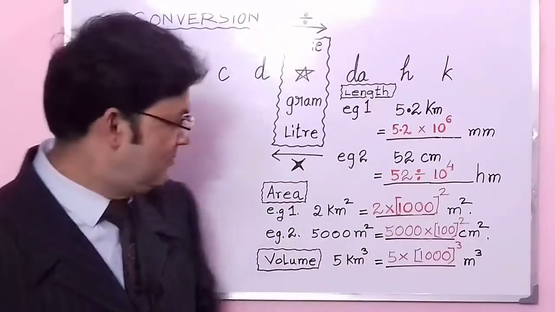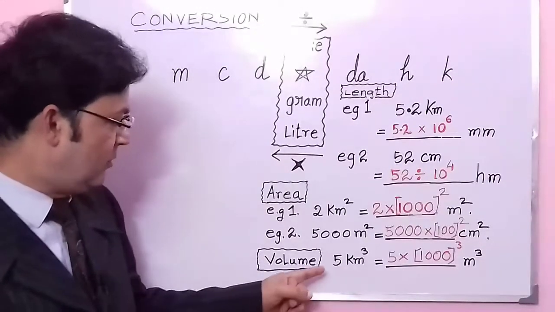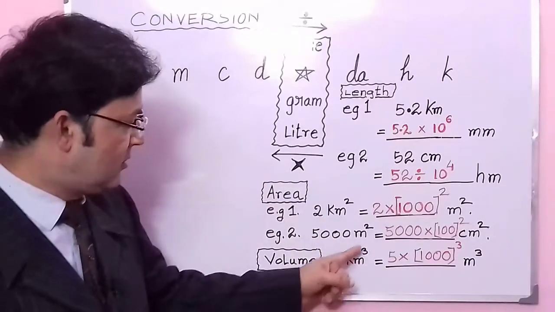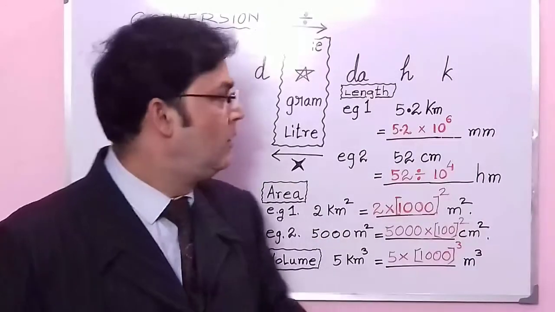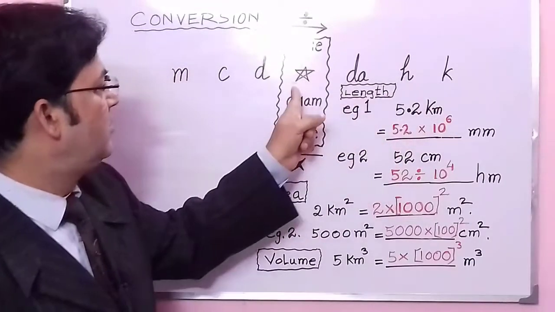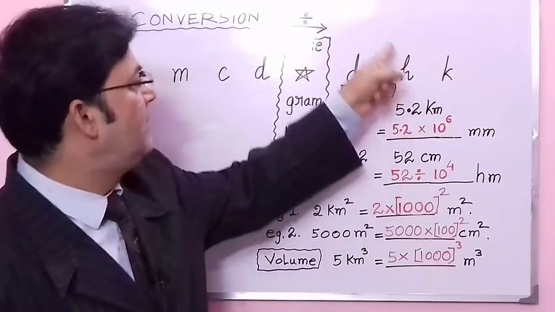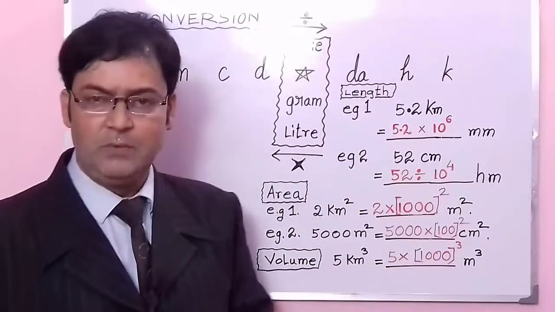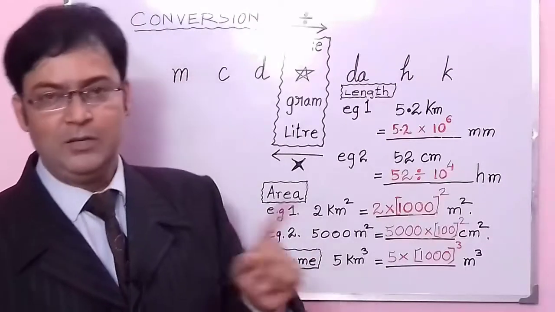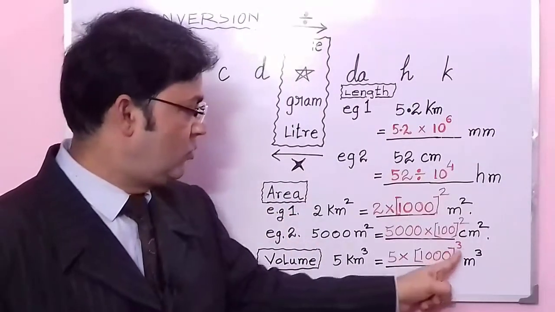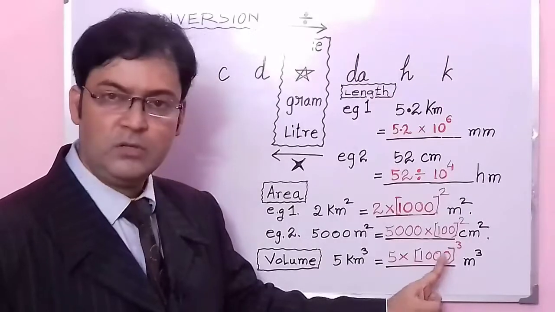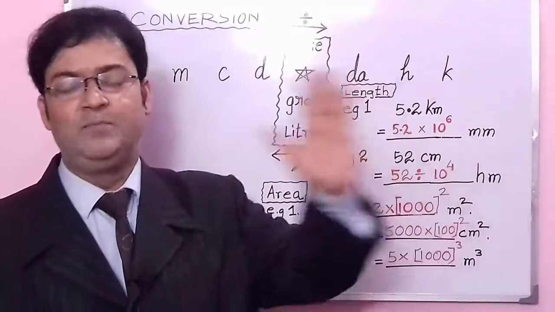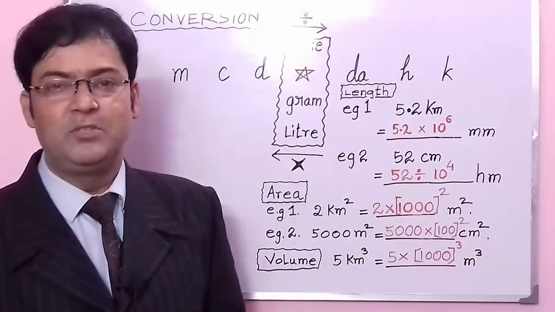And what about volume? Let's understand with this example. 5 cubic kilometer, or kilometer cube, to meter cube. Where is kilometer? Here. Where is meter? Here. So what do you do? 10, 100, 1000. Since it is cube, you don't multiply with 1000 only. 1000 into 1000 into 1000. So cube. That means 9 zeros. 5 and 9 zeros cubic meter.